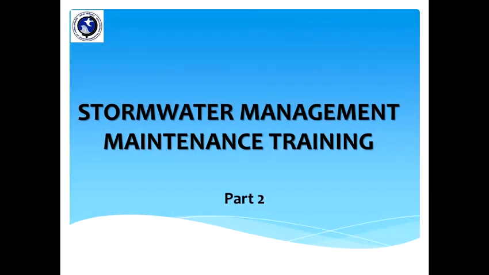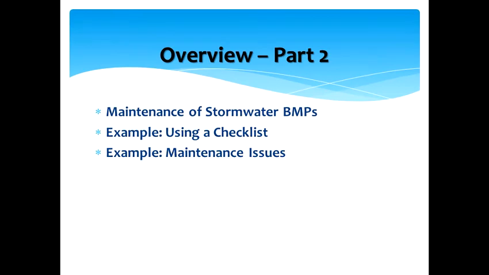This stormwater management training is a continuation of the material covered in Part 1. This training provides a holistic view of the maintenance work that ensures the stormwater BMPs function well. This part of the training covers 3 topics. The first topic, maintenance of stormwater BMPs, provides the elements of maintenance and the tools to assure the maintenance is properly performed. The second gives an example of using a checklist to inspect a BMP. The final topic provides several examples of commonly occurring maintenance issues.